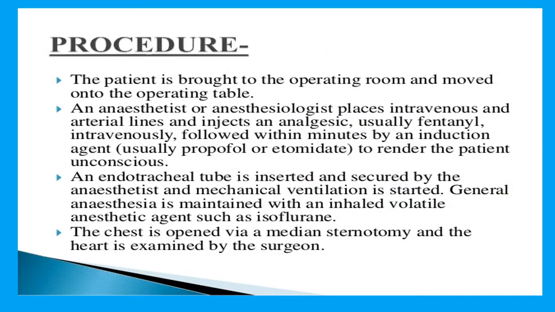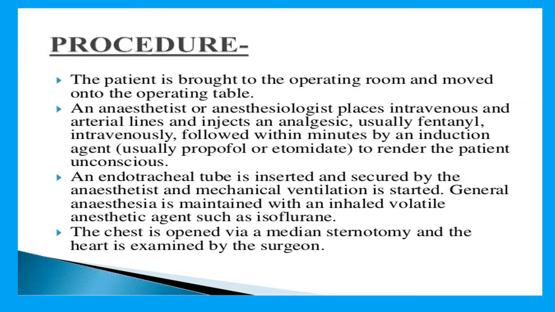Coming to the procedure, the patient is brought to the operating room and moved onto the operating table, and anesthesia is given. The anesthetist places an IV line and an arterial line and injects an analgesic, usually fentanyl IV, followed within minutes by an induction agent such as propofol or etomidate to render the patient unconscious. Since the patient is sedated, we should intubate the patient, insert the endotracheal tube and keep it secured, and the patient will be connected to the mechanical ventilator.